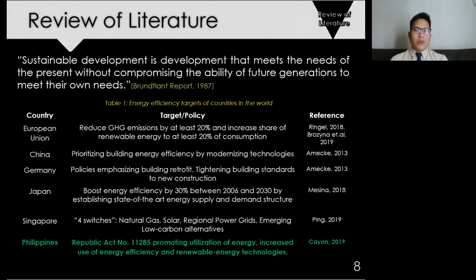Sustainability is a word we hear more often today. In the year 1987, the Brundtland Report gave this definition of sustainable development. Although vague, this became the foundation of the sustainability concept. Today, sustainable development goals were set as a blueprint to achieve a better and more sustainable future for all. Promoting energy efficiency to both new and existing buildings is a priority in most countries today. However, in the local setting, the Philippines is lagging compared to other countries in terms of energy efficiency frameworks and regulations.